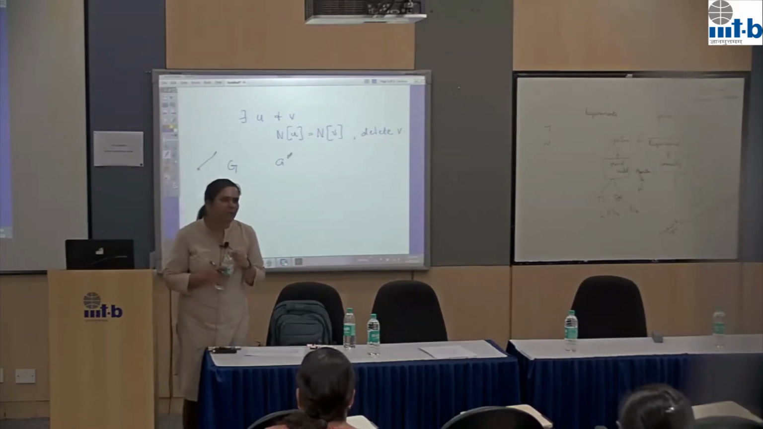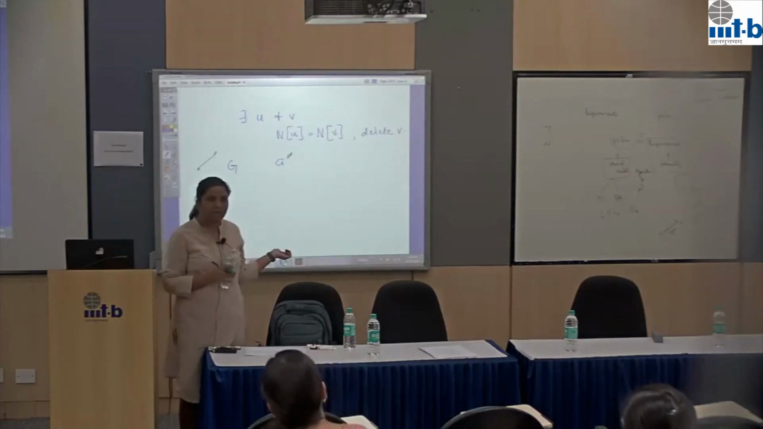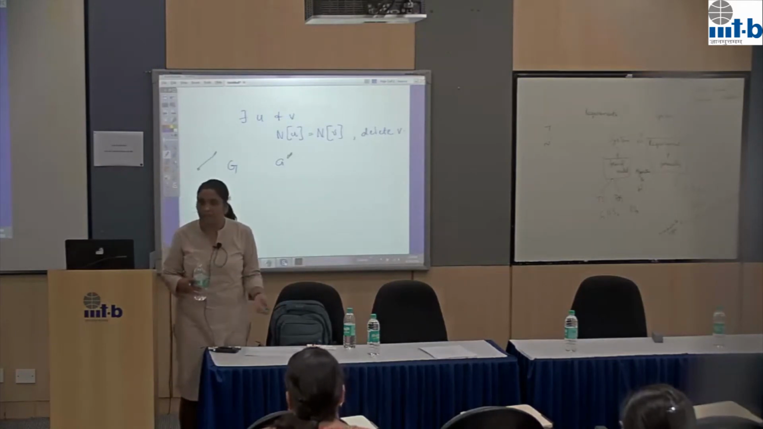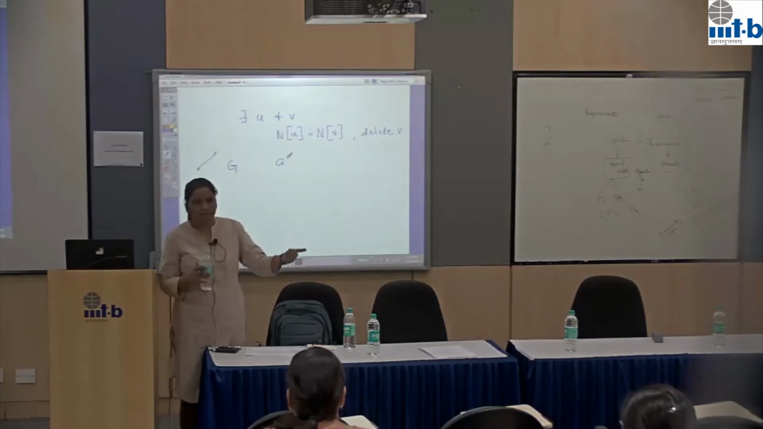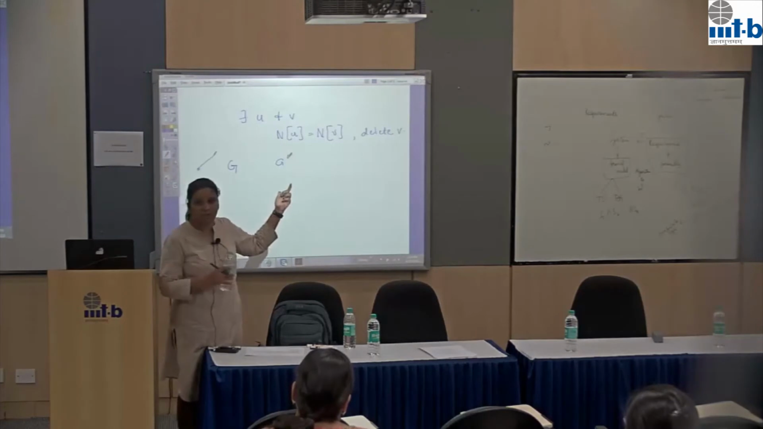It is easy to see, right? Because G prime has fewer vertices. So if there are k cliques covering G, then there are k cliques covering G prime also, all the edges in G prime also. G prime is obtained by deleting some vertices from G. So that was the easy part.